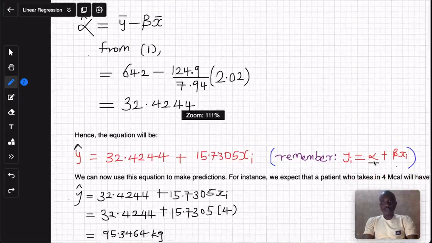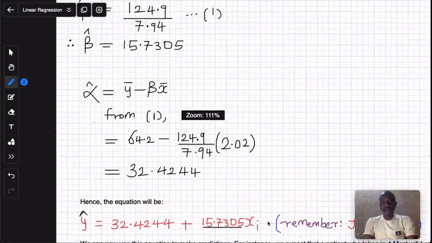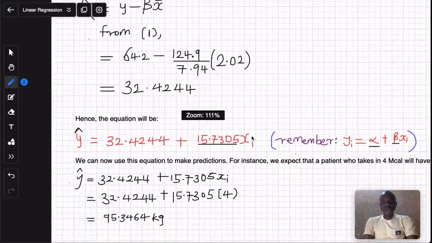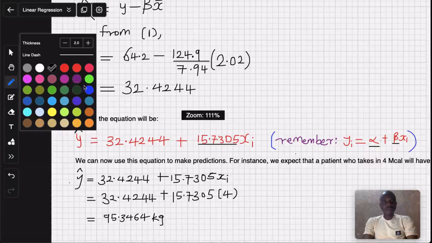So alpha, you can see it here, you put it here. Now looking at beta, beta should be with xi. We just put our beta there, and we obtained it to be 15.7305 up there. So we put it in place of beta and multiply by xi. So that's how we get our equation. So this is what we are looking for. This is our equation.